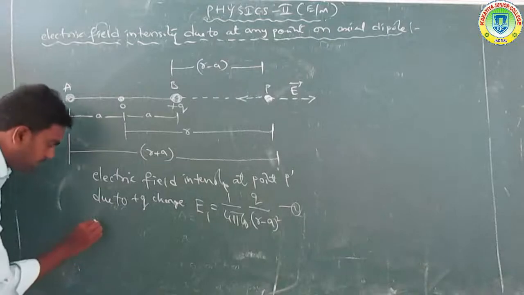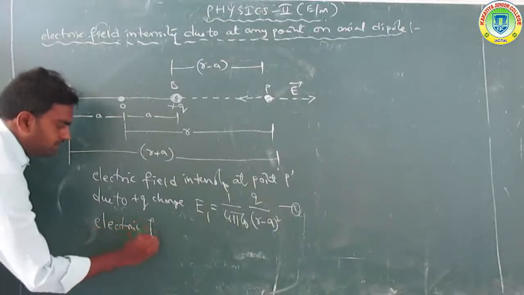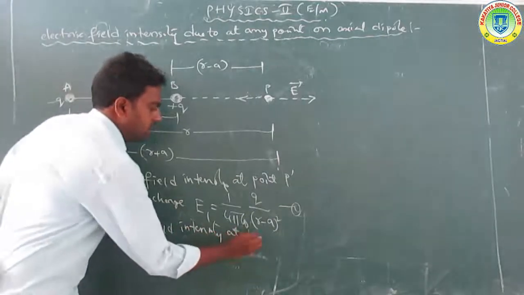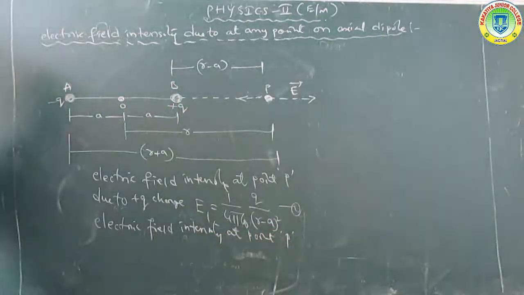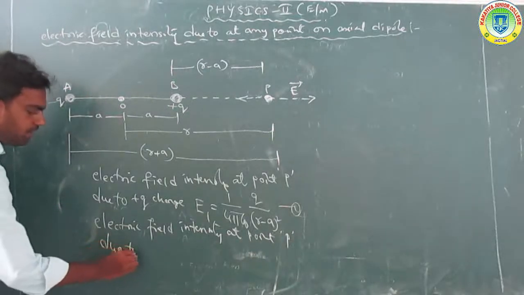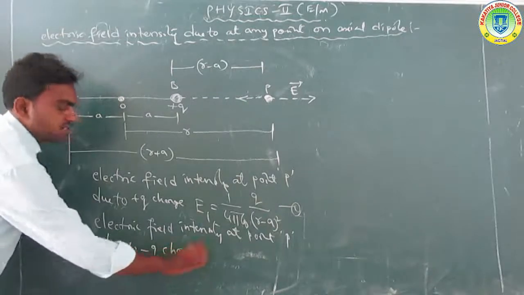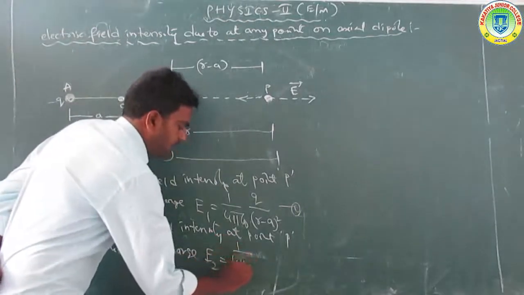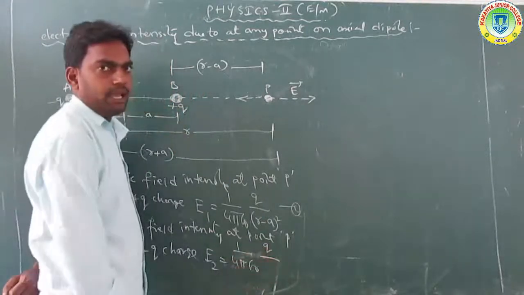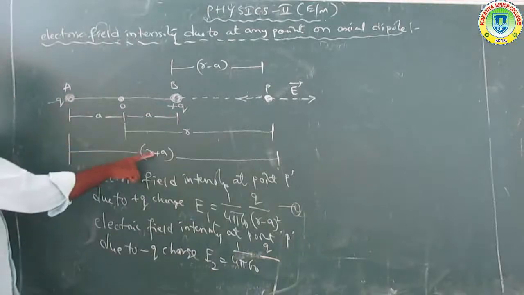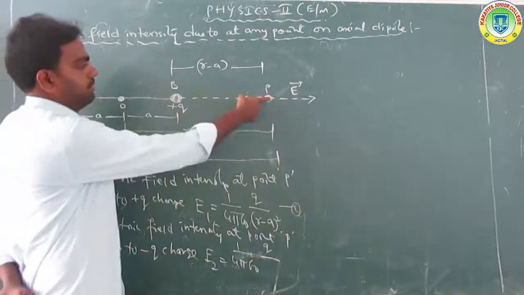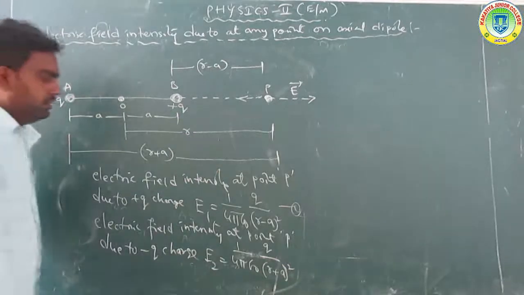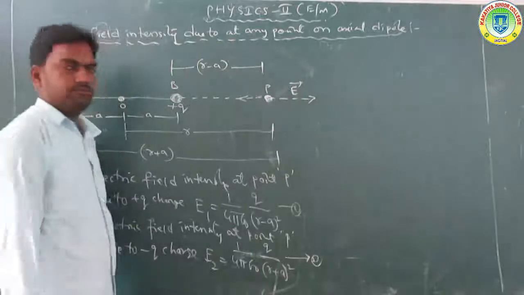So now next, take the electrical field intensity at point P due to the minus Q charge. That is E2, which is equal to 1 by 4 pi epsilon Q by, taking the charge to point distance, (r plus a) whole square. So this is equation 2, okay, clear that?